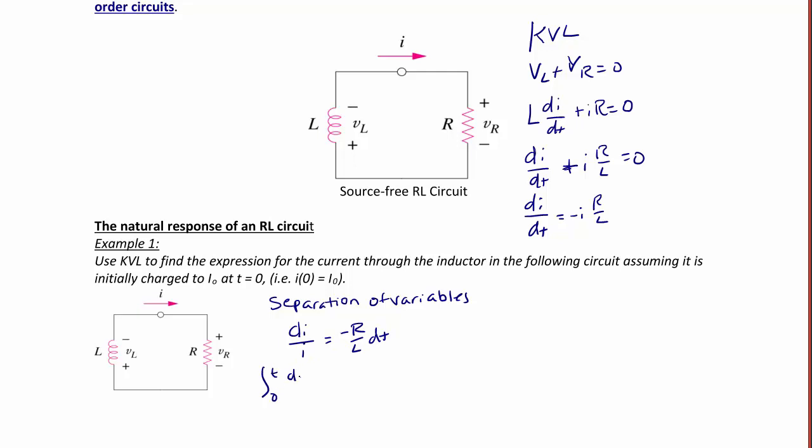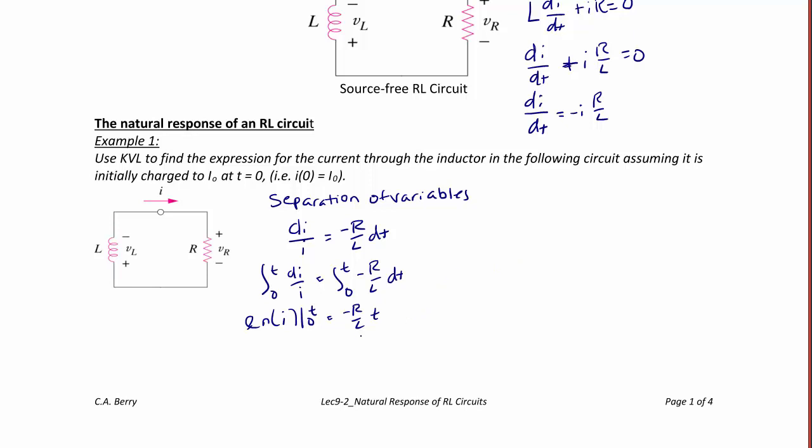To solve this differential equation, you integrate from 0 to t on the left and right sides of the equation. So the integral from 0 to t of di over I equals the integral from 0 to t of negative R over L dt. The left integral is a natural log, so it's the natural log of I of t evaluated from 0 to t, and that equals negative R over L times t. Now I can write the left side as the natural log of I of t divided by I of 0, and that equals negative R over L times t.